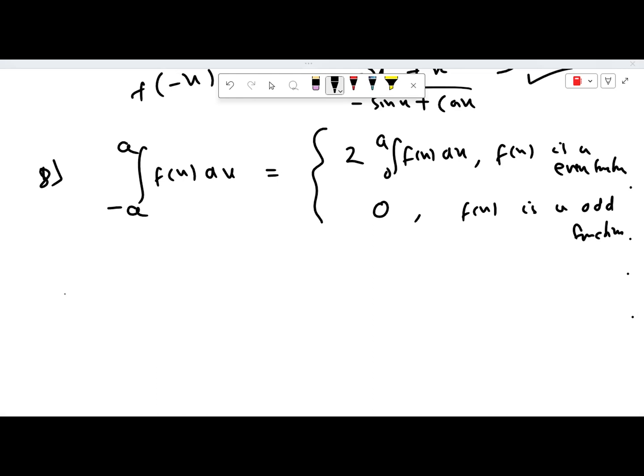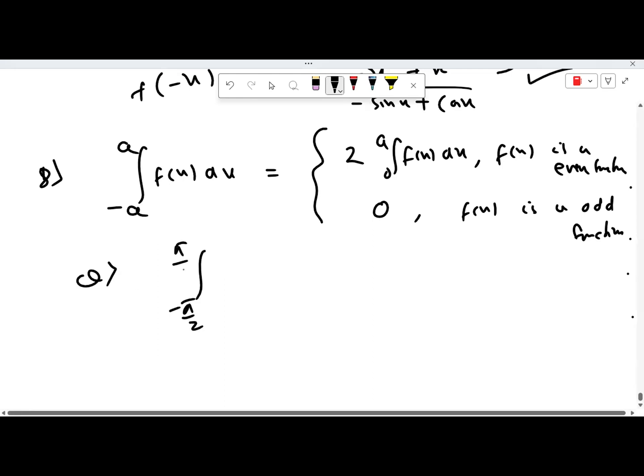All right. So based on this, solve a question. Integration minus pi by 2 to pi by 2 sine to the power 7x dx. Okay.